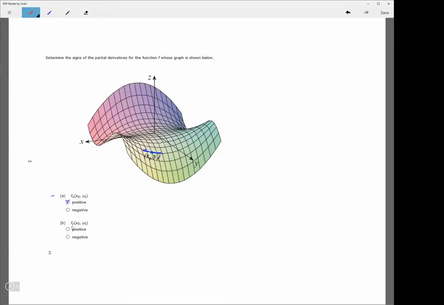Okay, now the partial with respect to y. Okay, this is the positive y direction. So you're looking at it this way. So as you're going along the path right here, at that point, is it going down or going up? Down. Down. So this is going to be negative. Okay. So positive, negative.